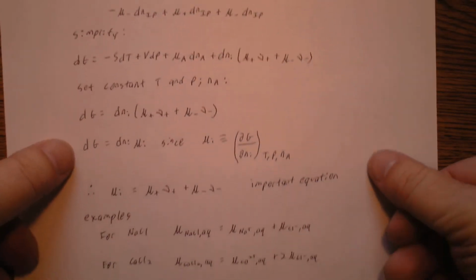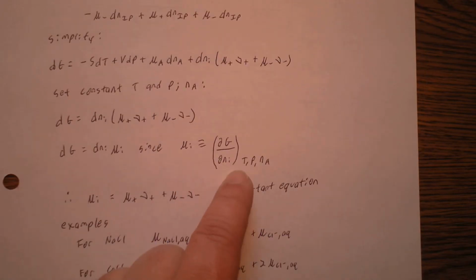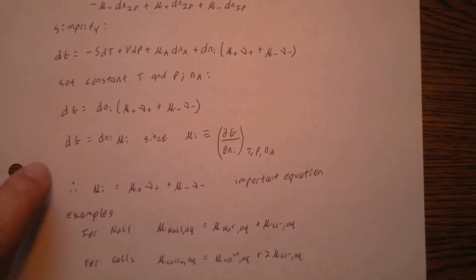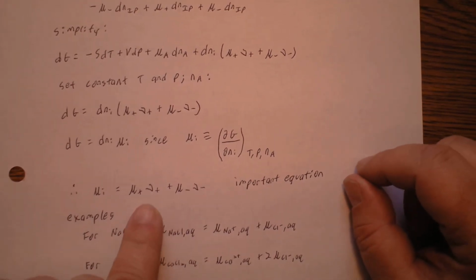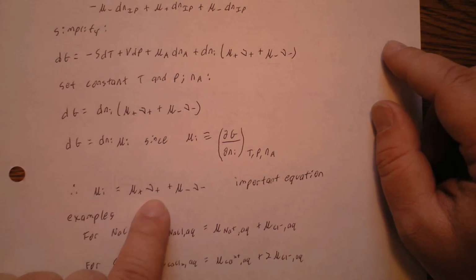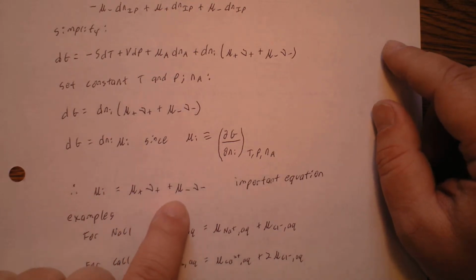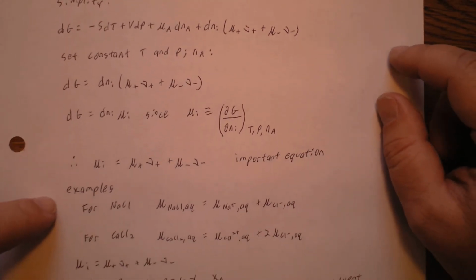So we get the differential of the Gibbs free energy is equal to the differential of the number of moles of substance I times the chemical potential of substance I, since we can substitute in like we did before. Therefore, the chemical potential of substance I is equal to the chemical potential of the cations times the nu of the cations plus the chemical potential of the anions times the nu of the anions. This is an important equation.